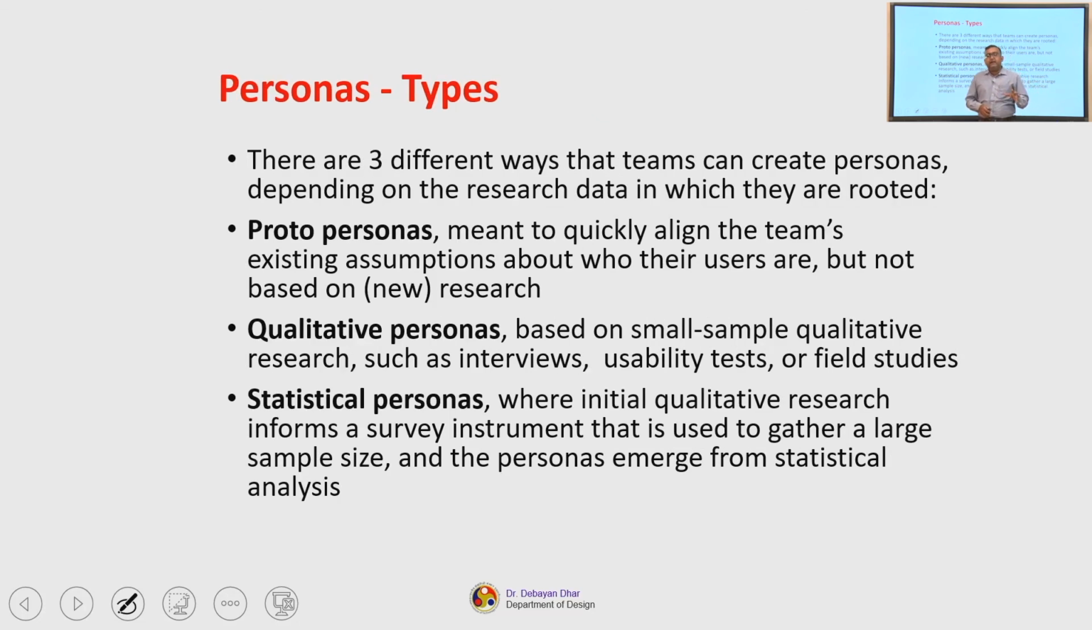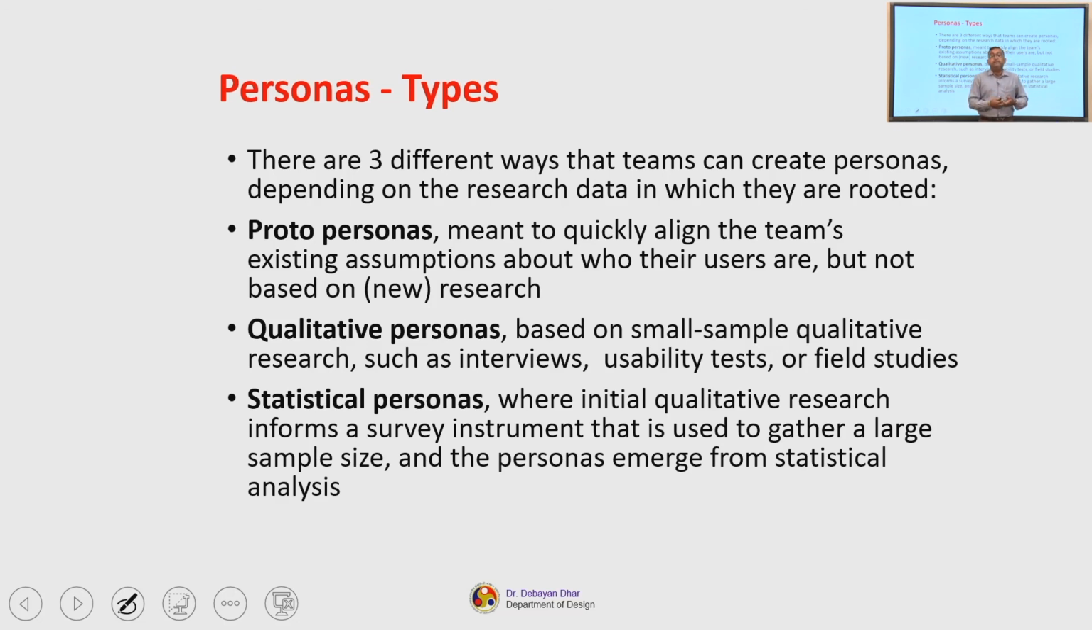Now, ideally, in many projects you would see this happening. Personas are of three types. There are three different ways that teams create personas, the strategy by which they are created, and it depends on the research data they are rooted in. First, proto-personas. These are meant to quickly align the team's existing assumptions. The team might have done past studies, or they are experienced and they know some of those qualities and characteristics, and these are assumptions. So, they use those existing assumptions about who their users are, but these are not based on research for that particular project. These are based on their past experiences.